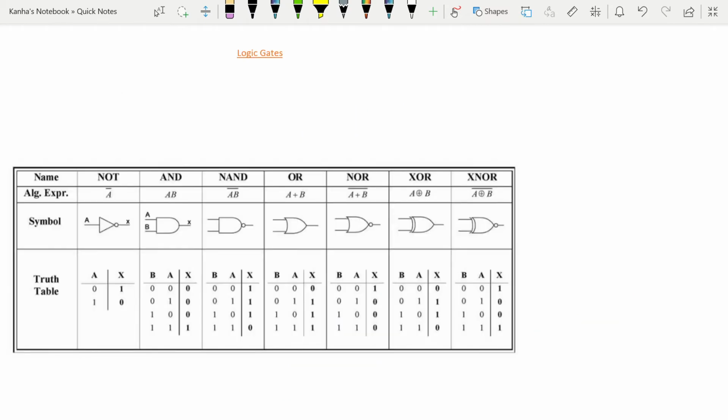So the next topic that I'm going to discuss are logic gates. This is a very scoring topic. So a logic gate is a digital circuit which is based on certain logical relationships between the inputs that you provide and the outputs that you get. They are generally built using the semiconductor diodes and the transistors we've been learning till now.